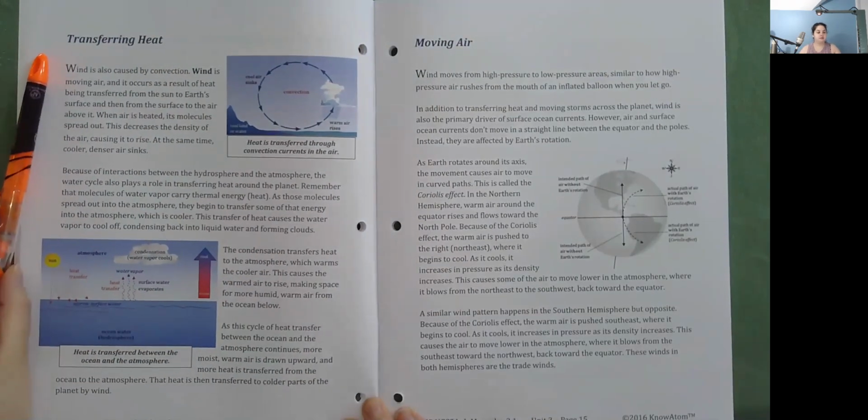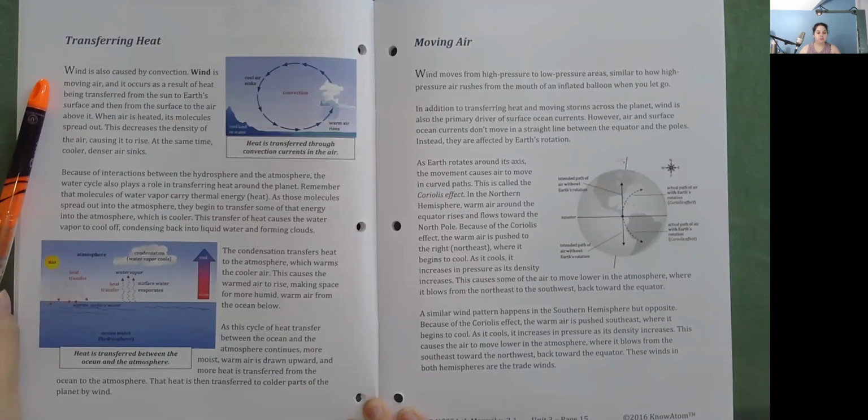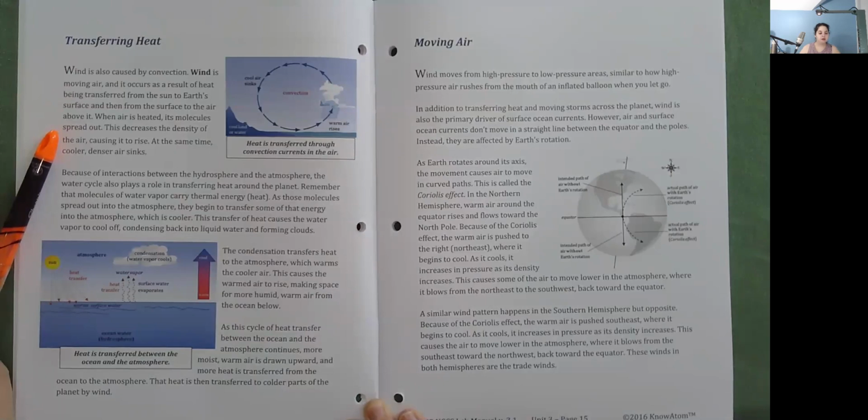Transferring heat. Wind is also caused by convection. Wind is moving air, and it occurs as a result of heat being transferred from the sun to Earth's surface and then from the surface to the air above it. When air is heated, its molecules spread out. This decreases the density of the air, causing it to rise. At the same time, cooler, denser air sinks.